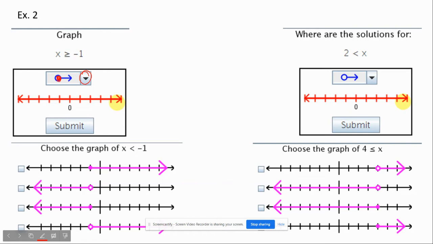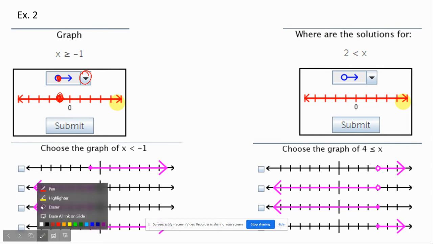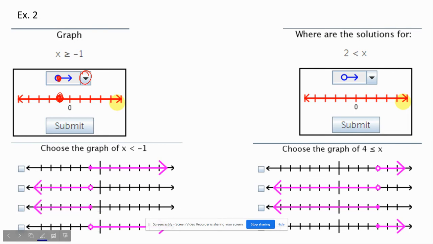Then you're going to find -1 on the graph. Okay, so that's right here. So you'll click on -1, and that'll put your line on there. Let me find a different color to use. Okay, so -1's right here, so you put your dot there. Then you need to shade it.